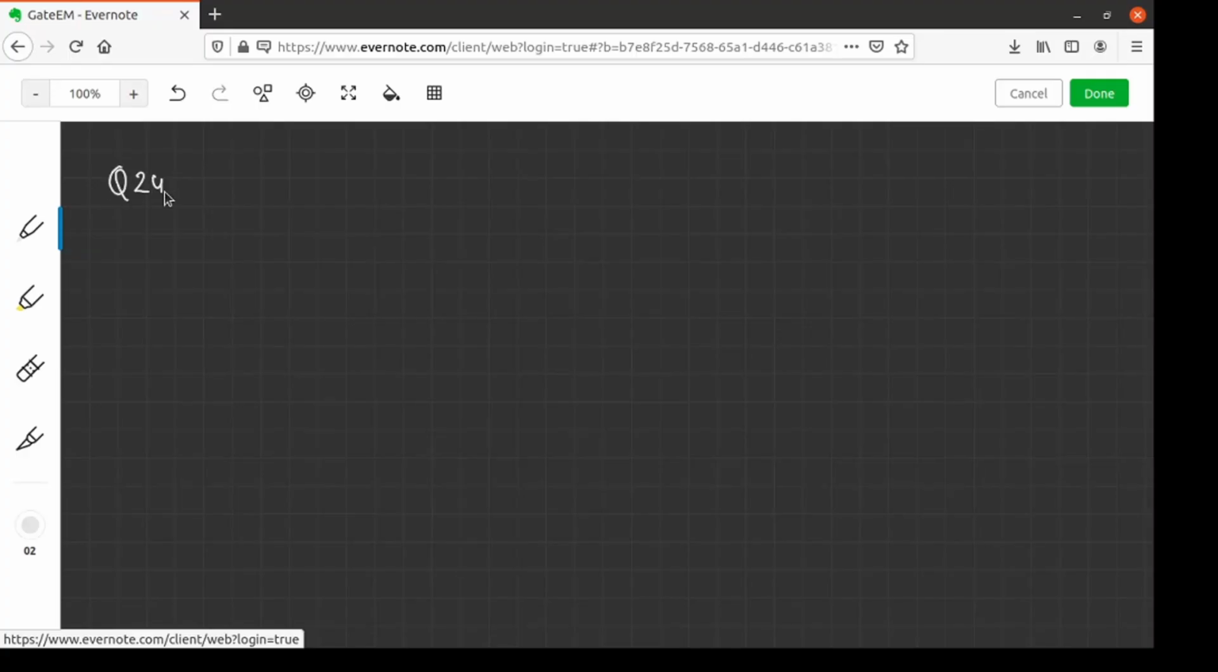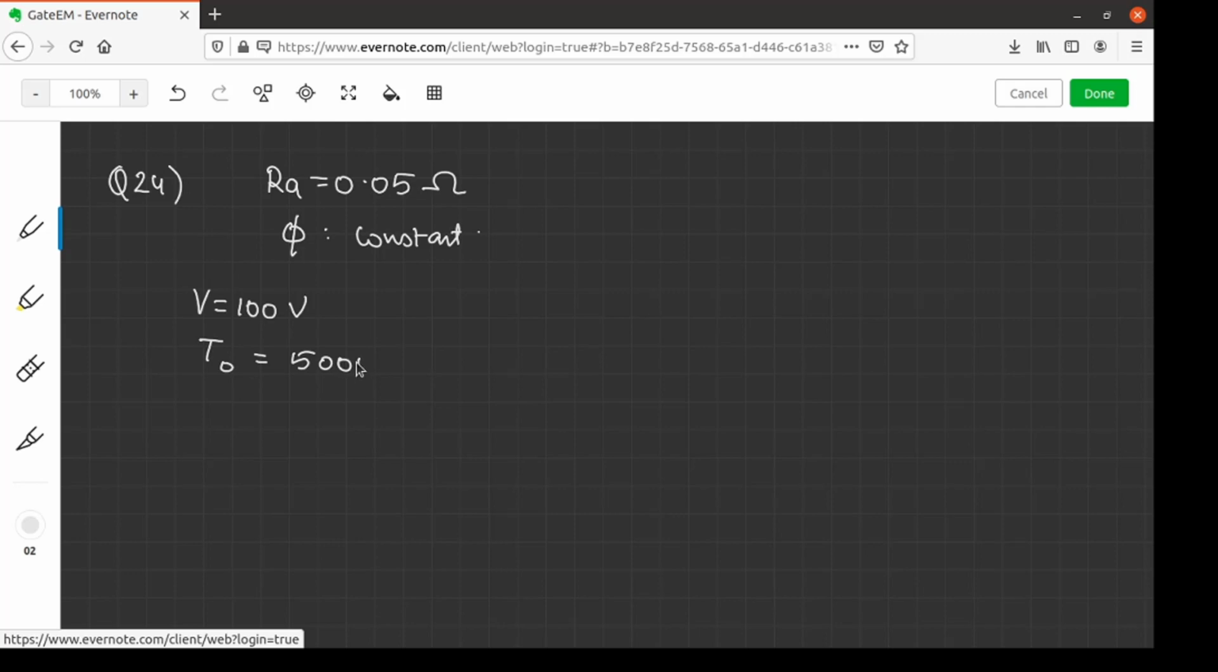In this question, we are given a separately excited DC motor with an armature resistance of 0.05 ohms and the field is constant. It is found that at a terminal voltage of 100 volts, the motor produces a torque, I'll call T naught, equals 500 Newton meters at zero speed. So omega naught is 0 radians per second. And then we are asked to find the no load speed omega NL in radians per second at a terminal voltage of 150 volts.